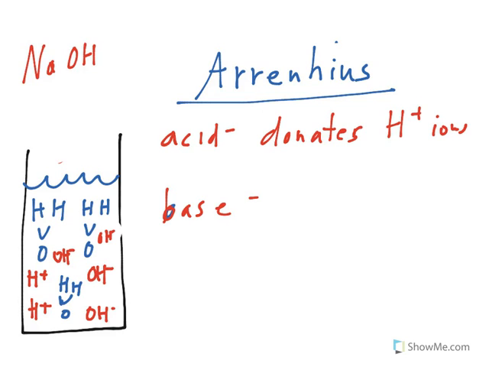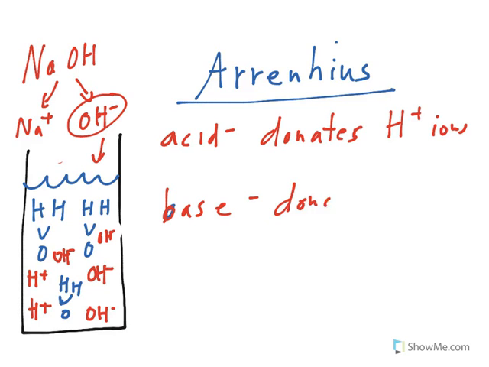If I add NaOH to water, it's going to dissolve. It's going to give me Na plus ions and OH minus ions. The Na plus ions are irrelevant. These are the ones that matter. I'm going to be dumping more OH minus ions in there, so that's obviously going to increase the concentration of OH minus ions, so that's going to be a base. So a base is something that donates OH minus ions.